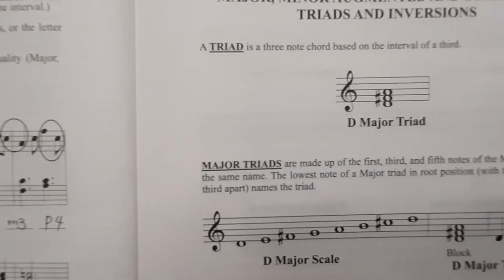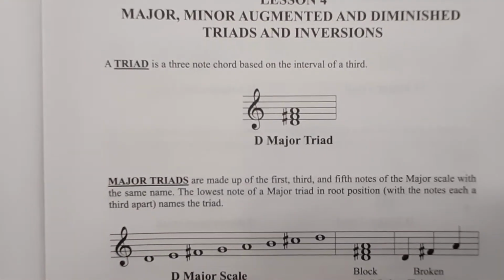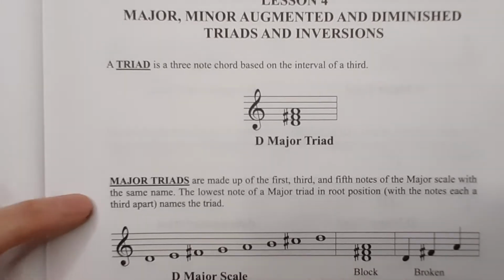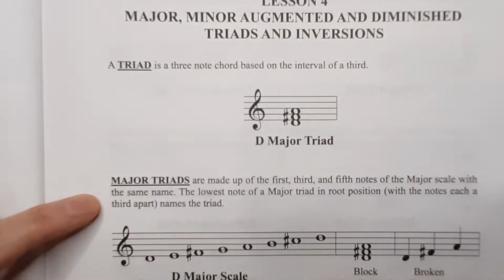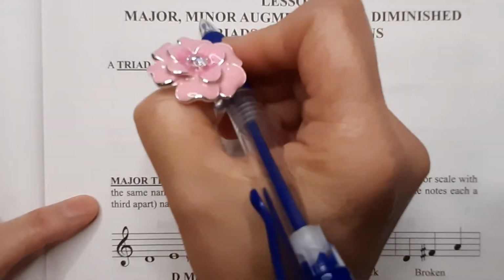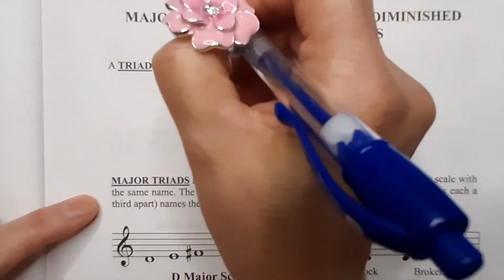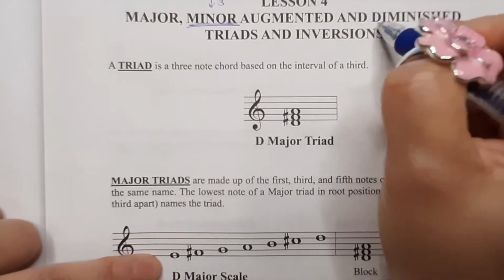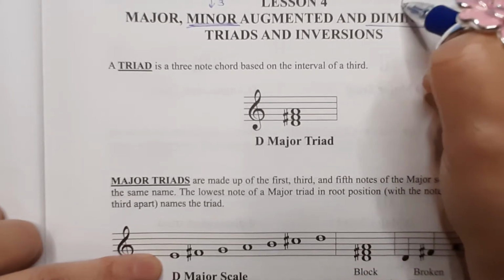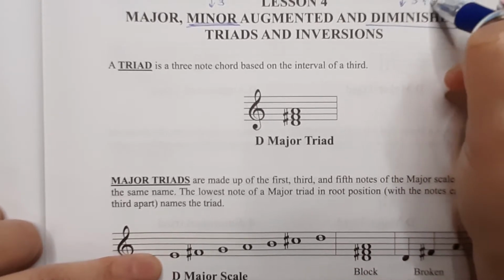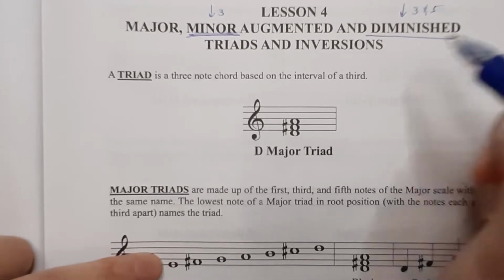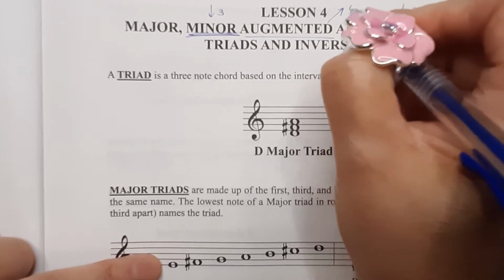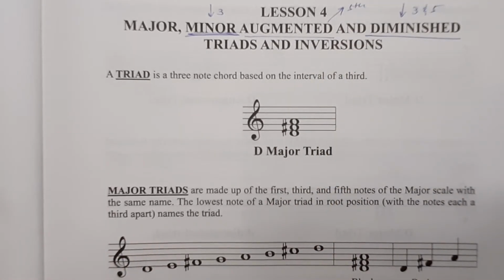It's major, minor, augmented, and diminished triads and inversions. You know major, you know minor. How do you do minor? You lower the third, right? You gotta lower the third from the major. How do you do diminished from the major? You lower the third and 5th, right? And how do you do augmented? You gotta raise the 5th. Okay? Good.